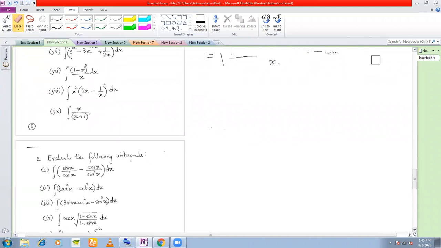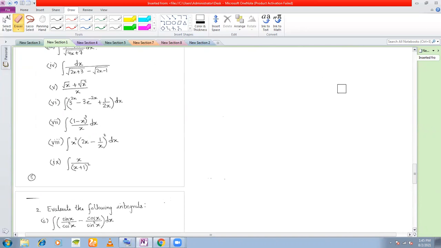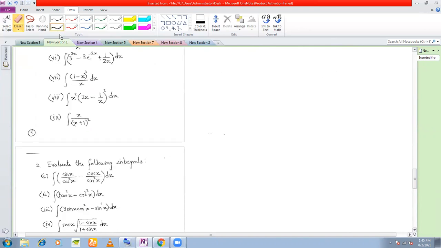This was a very important integral. Whenever you have the degree of the numerator greater than the degree of the denominator, you will divide them and then integrate. Number 8. I is equal to integral x square into 2x minus 1 by x whole square dx. Okay. So we shall now first of all expand.